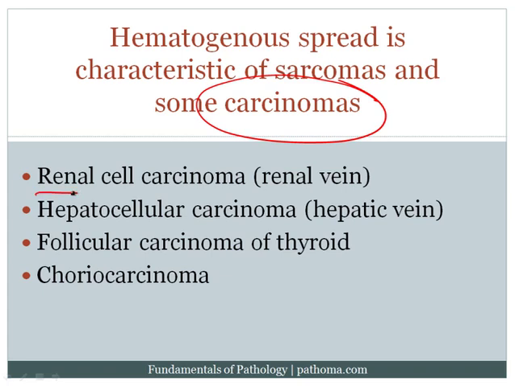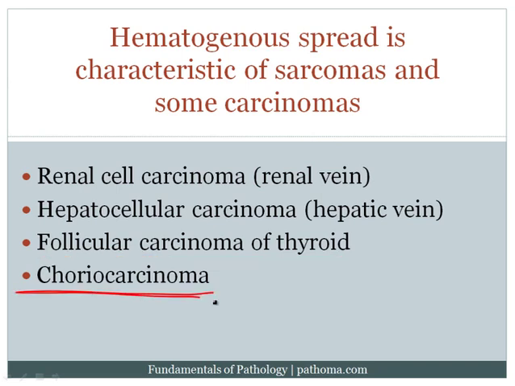So one exception is renal cell carcinoma. One of the characteristics of renal cell carcinoma is that it likes to invade into the renal vein. And when it invades into the renal vein, it can present with distant metastases. It's not uncommon for a patient with renal cell carcinoma to present with distant metastases. Another carcinoma that likes to spread hematogenously is hepatocellular carcinoma. This likes to invade the hepatic vein and then can spread to distant sites. A third carcinoma that likes to spread hematogenously is follicular carcinoma of the thyroid. And the fourth is choriocarcinoma.